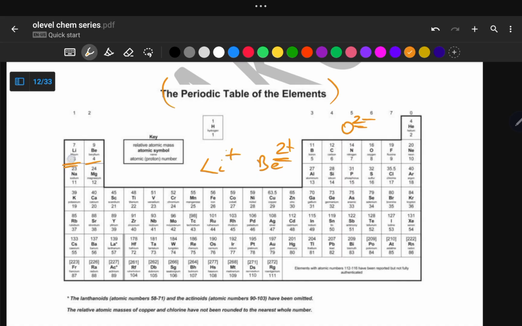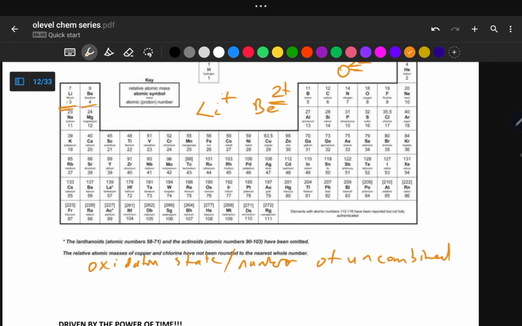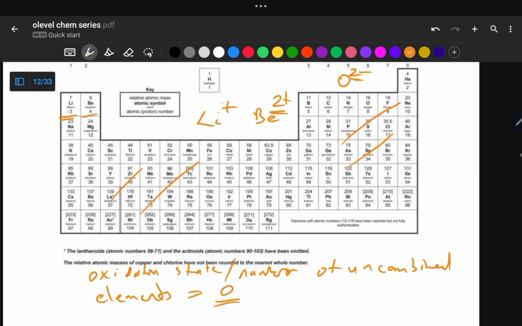We simply mean to say lithium. So these elements on the periodic table, the oxidation state is equal to 0, right? The oxidation state of uncombined elements is equal to 0. Let me highlight that one. The oxidation state number, or the oxidation number of uncombined elements is equal to 0.